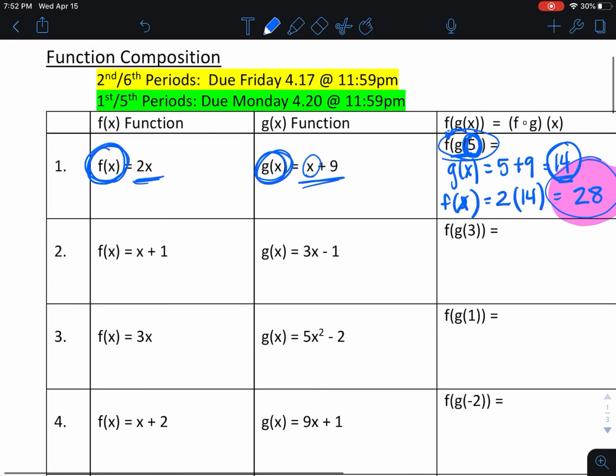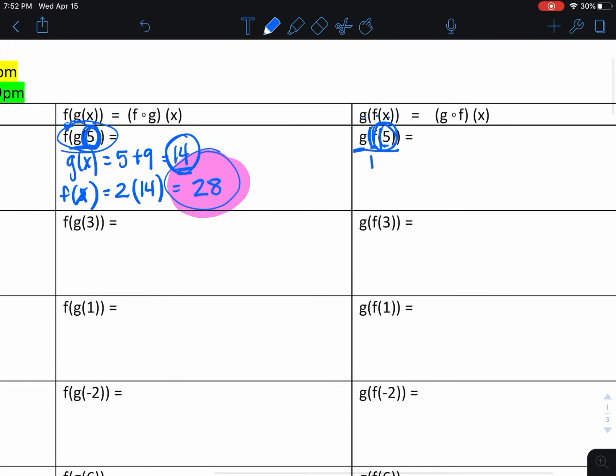So go back over here. I'm going to remind myself my f function is 2x. So f of x equals 2 times my x, which in this case is 5. Go ahead and solve that to be 10.